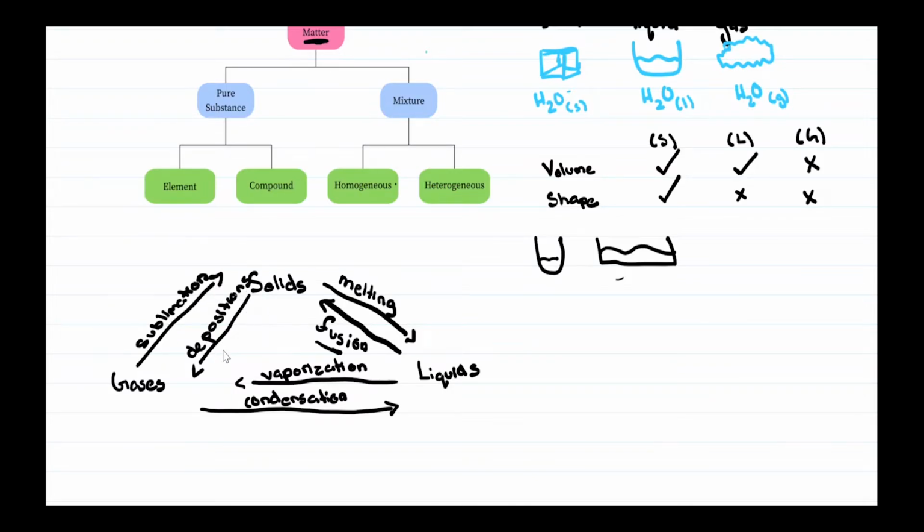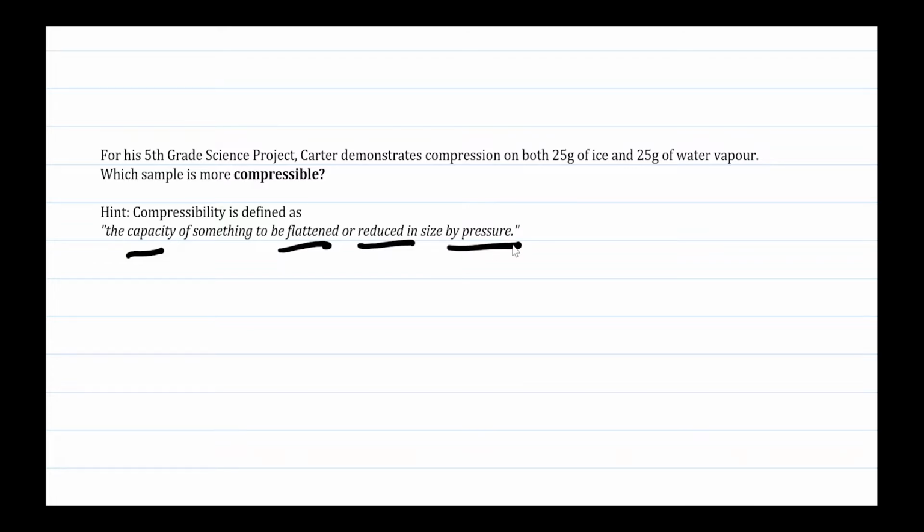All right, so those are the basic phase changes and the phase changes that you should know, and everything to do with phases. So let's get on to a practice problem I think we have. And here it is. So for his 5th grade science project, Carter demonstrates compression on both 25 grams of ice and 25 grams of water vapor. Which sample is more compressible? And I gave you the definition of compressible here. Compressibility is defined as the capacity of something to be flattened or reduced in size by pressure.